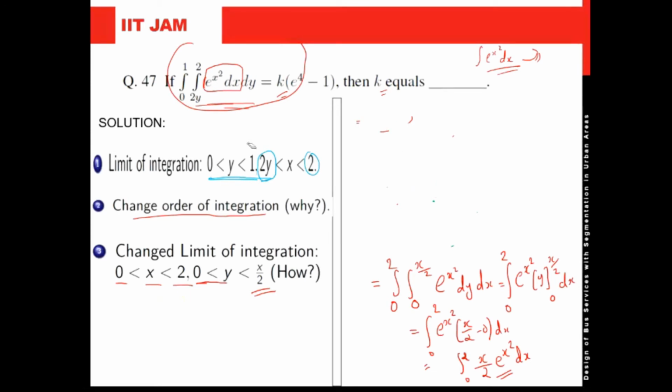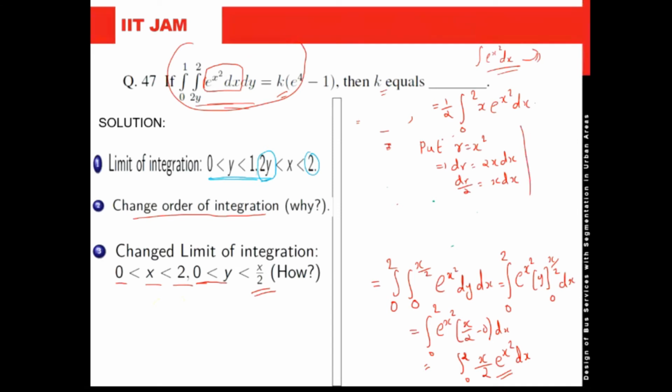I will do the remaining portion here. So this is equal to 1 by 2 times the integral from 0 to 2 of x e raised to x square. Now I will put r equal to x square. Now you can substitute this, which implies dr is equal to 2x dx. Therefore, dr by 2 is equal to x dx.